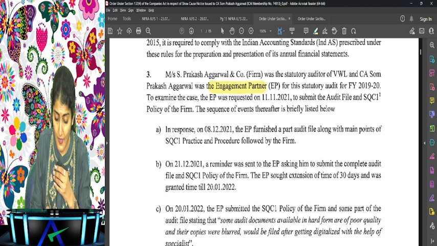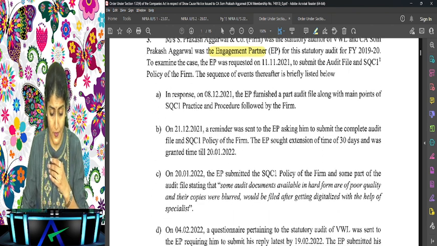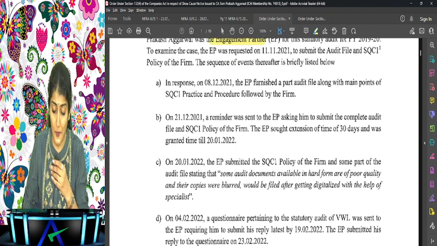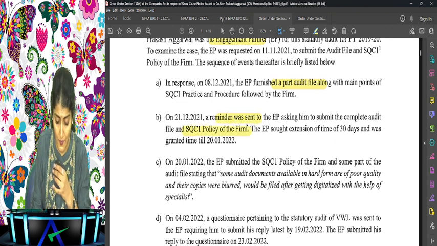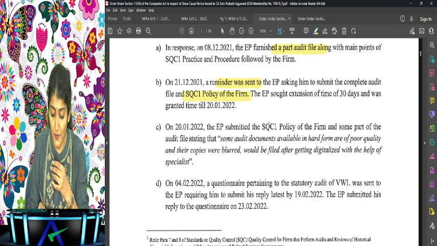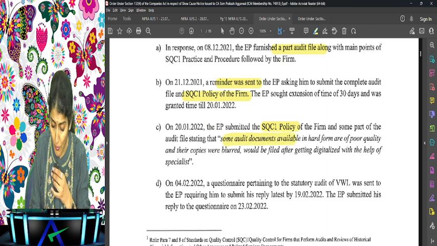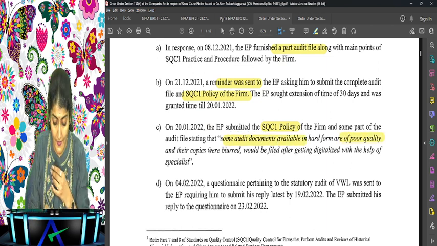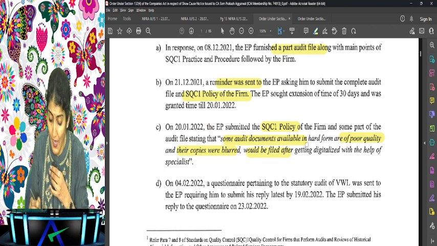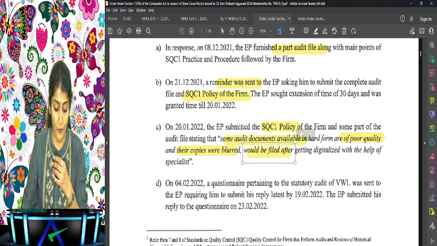They were appointed as the auditors of the company for the statutory audit. The engagement partner furnished a part of the audit file. A reminder was sent for the SQC policy of the firm. The SQC policy of the firm said that some audit documents are available in hard form, are of poor quality, and their copies were blurred, and would be filed after getting digitalized with the help of a specialist.